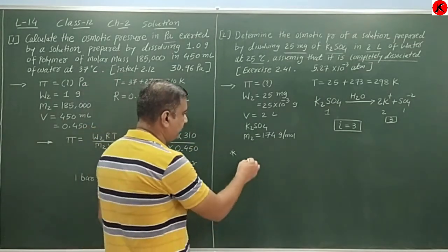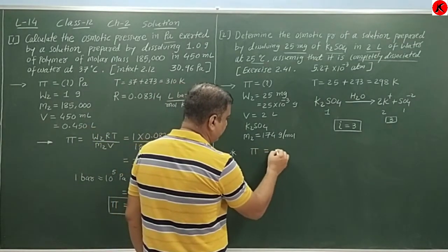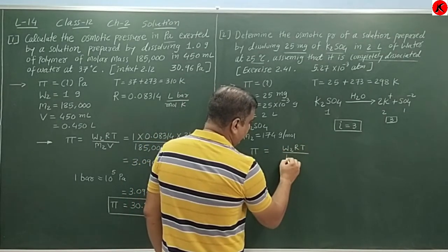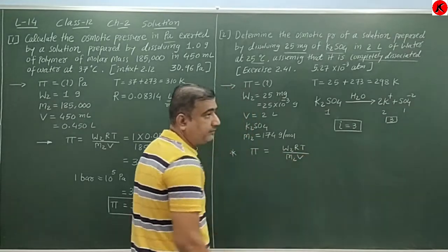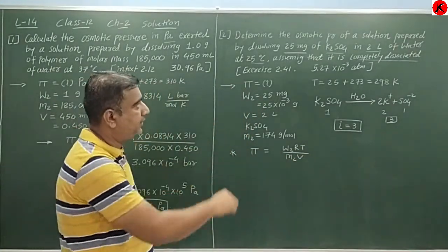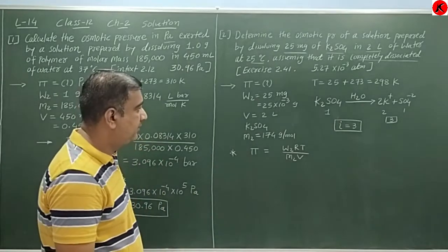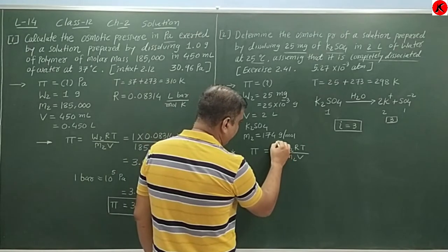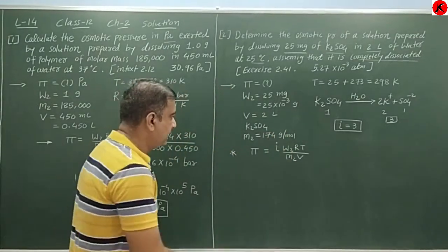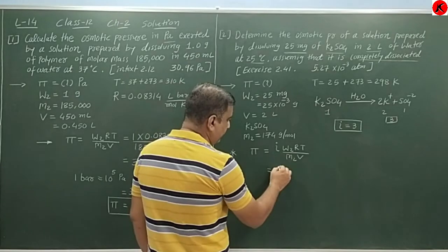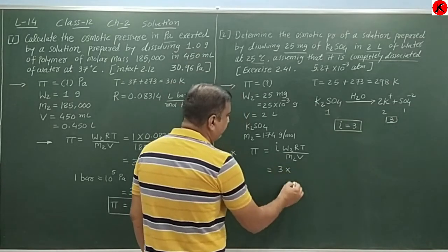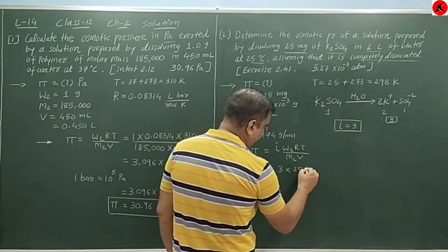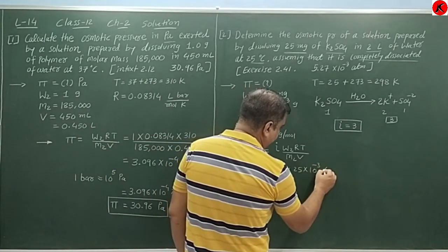So we know to calculate the osmotic pressure, pi equals W2 RT divided by M2 into V. But K2SO4 is an electrolyte. That means we have to multiply by the van't Hoff factor i. Now pi equals, the value of i equals 3, W2 mass is given, 25 into 10 power minus 3.